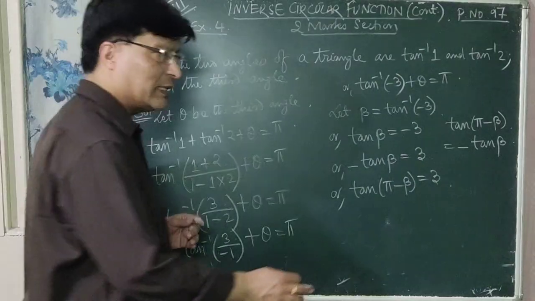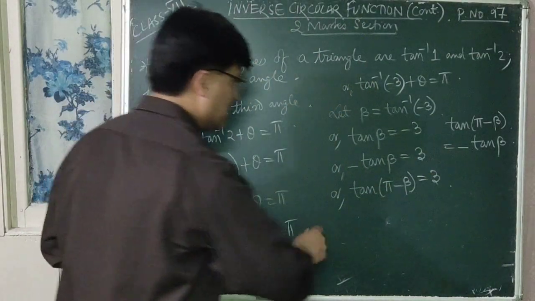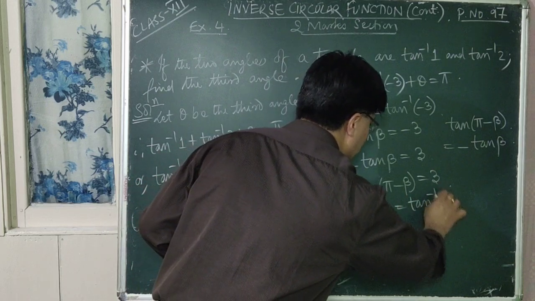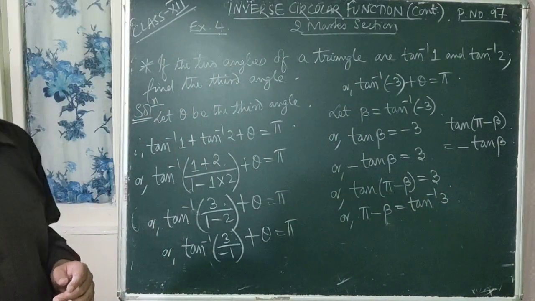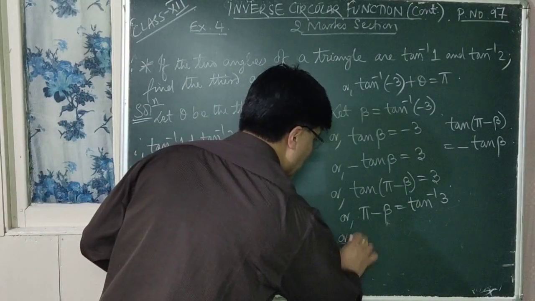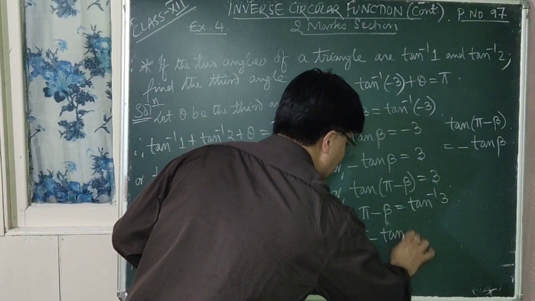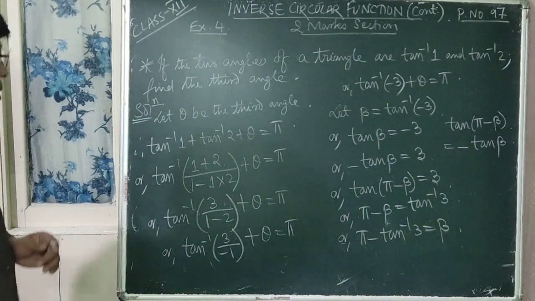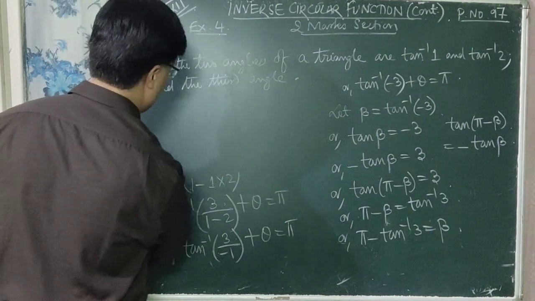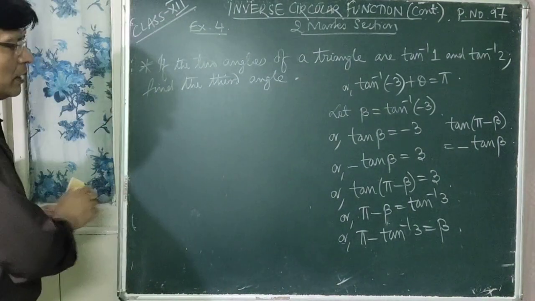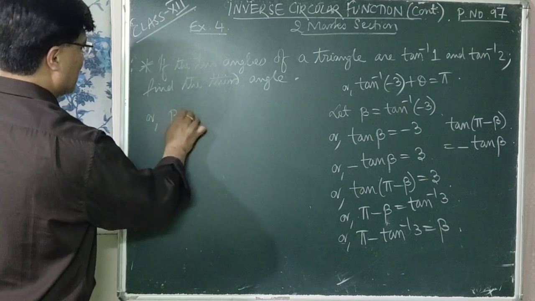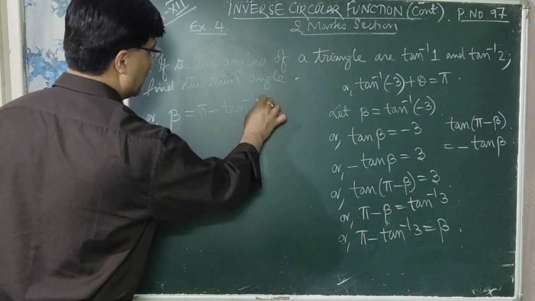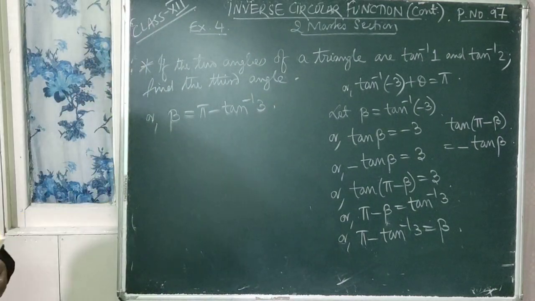Next, take tan to the right hand side. What does it become? Pi minus beta is equal to tan inverse 3. So let us get the value for beta: pi minus tan inverse 3 is equal to beta, right? In the next step, you write beta on the left hand side and pi minus tan inverse 3 on the right hand side. You don't have to change the sign here.